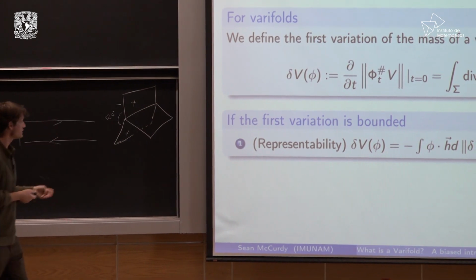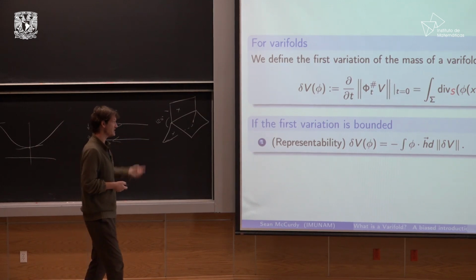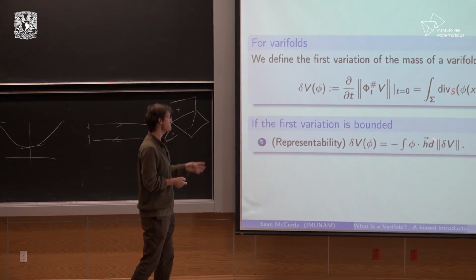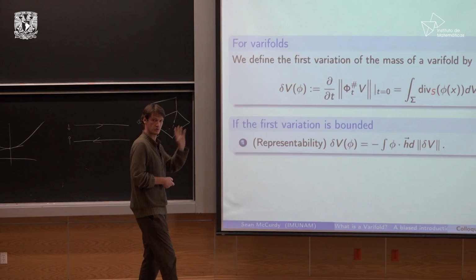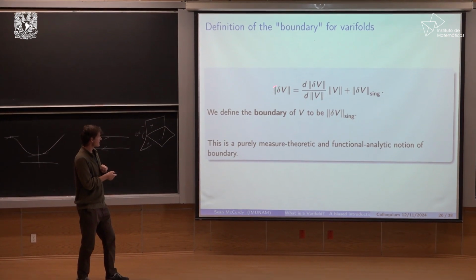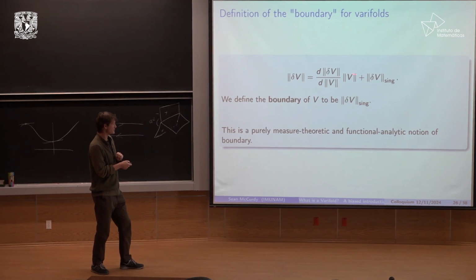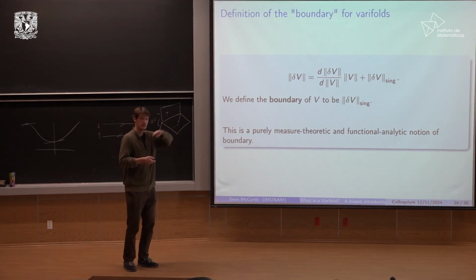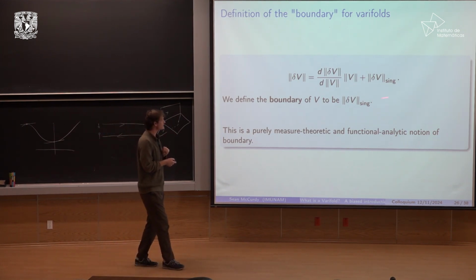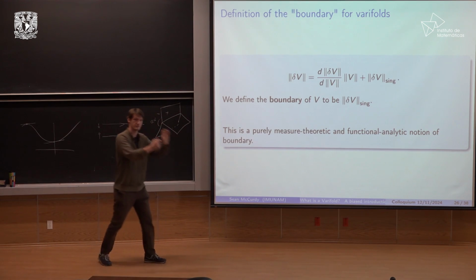Okay. Also, if the first variation is bounded, for the exact same reasons as before, the Riesz representation theorem tells us that it's representable, right, by integration against some Radon measure, right? Who knows what it looks like? Well, to get the boundary, we can just look at whatever that Radon measure is and take the part of it which is absolutely continuous to the mass. This will give us the information about the mean curvature, in this case called the generalized mean curvature, right? And then we'll get some part which is singular, and that is going to be the boundary, right? So it comes out of the measure theory, right?